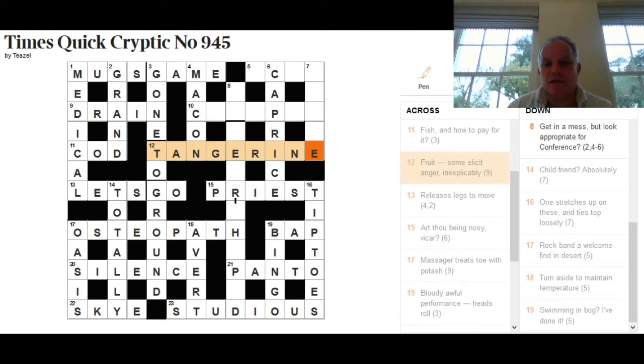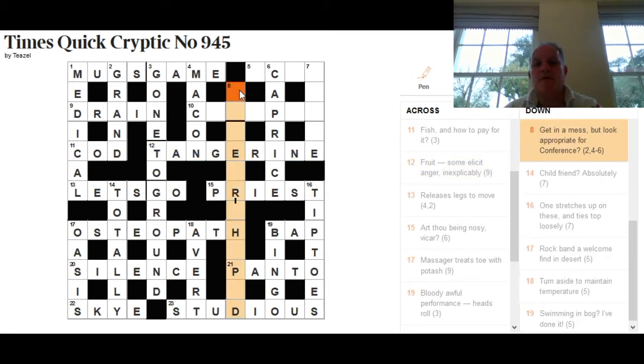Well done if you thought of it just from the letters in the grid, and well done if you solved it from the clue. Now we'll move on to 8 down. We've got a lot of letters in this, but it's quite an odd shaped phrase. The numbers in brackets in the clue say 2 and 4-6. So it starts with a 2-letter word, and then there's a 4-6 part to this phrase.